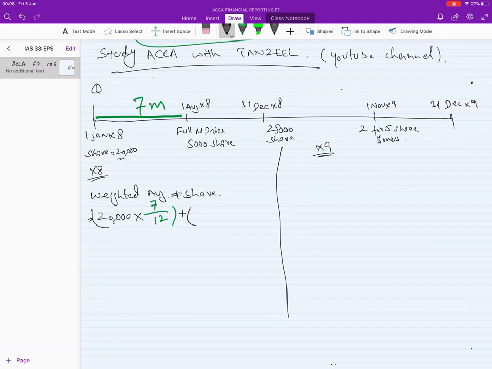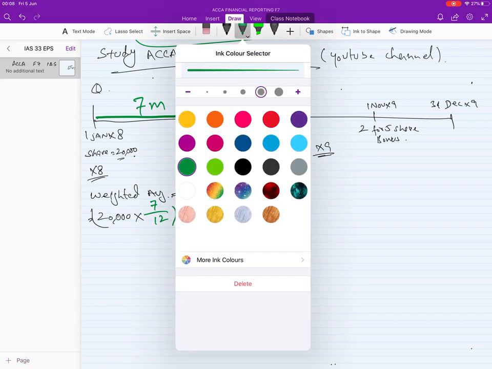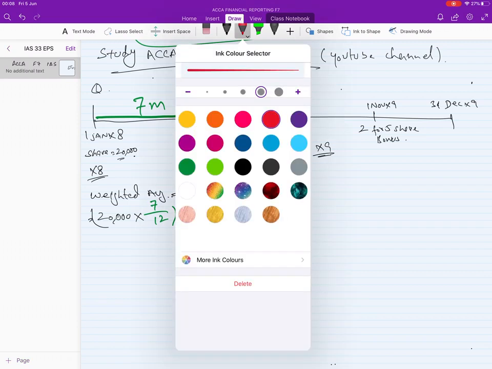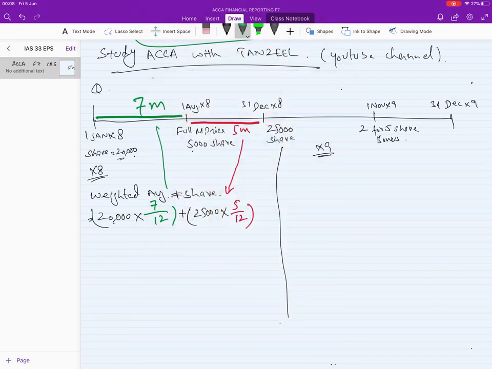Now the company had 20,000 before, and 5,000 they are issuing now. It means they will have 25,000 shares. And how many months outstanding? From here till here: August, September, October, November, December. It means 5 months, so you have to take the effect for 5 months. So the weighted average number of shares is 22,083 shares.